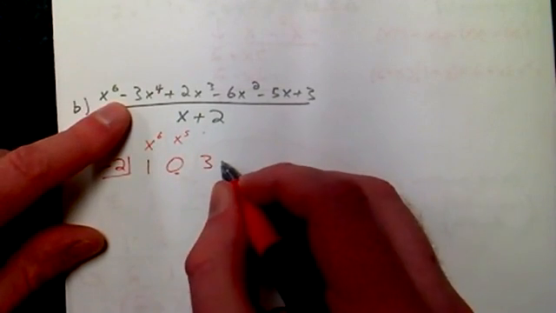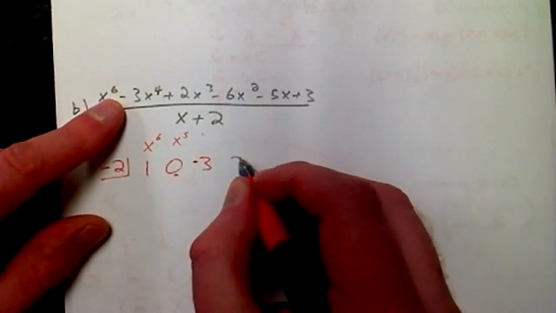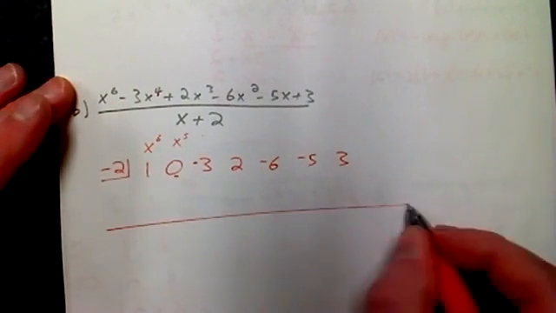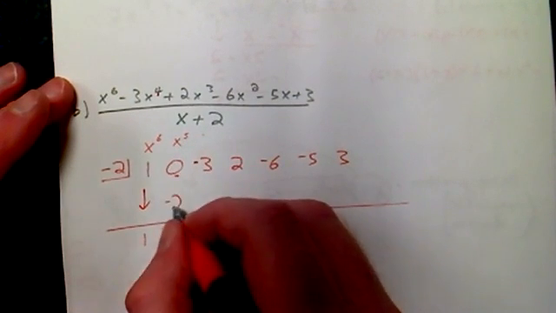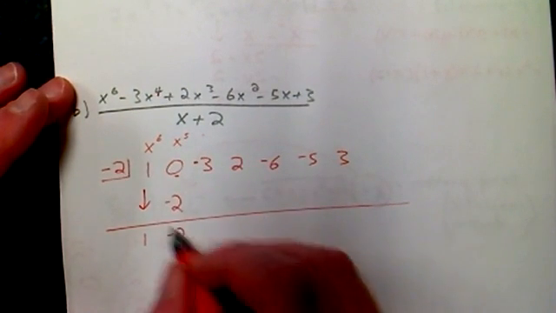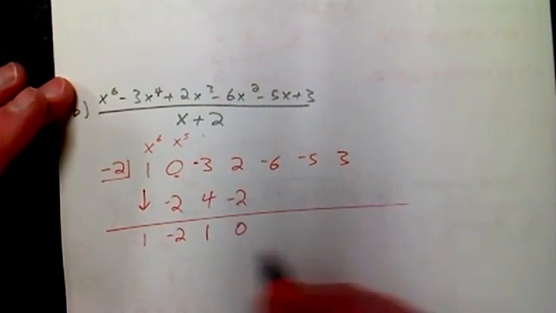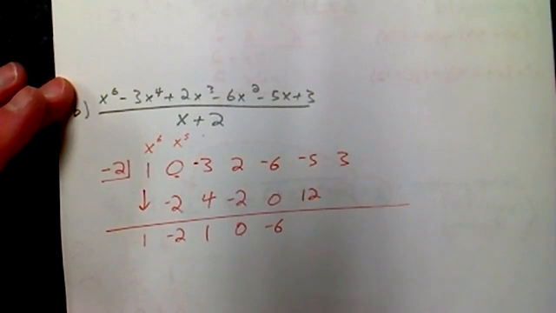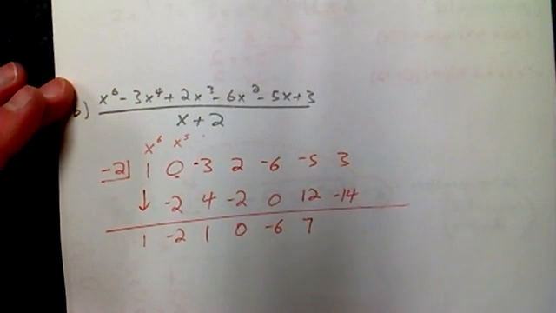I'm just going to continue on, and actually that's a -3, right? Okay, then I got a 2, a -6, a -5, and a 3, and I'm going to go through and do my division. So 1, -2, -2, 4, 1, -2, 0, 0, -6, 12, 7, -14, and that's going to be a -11.